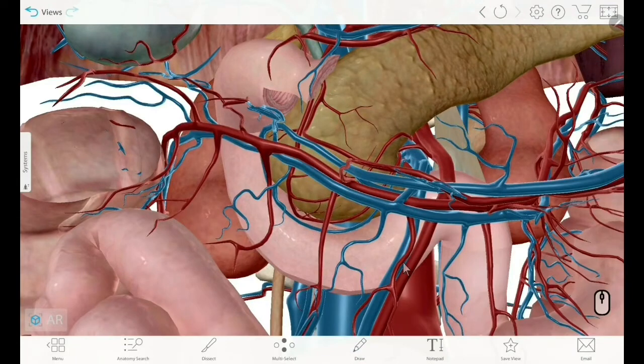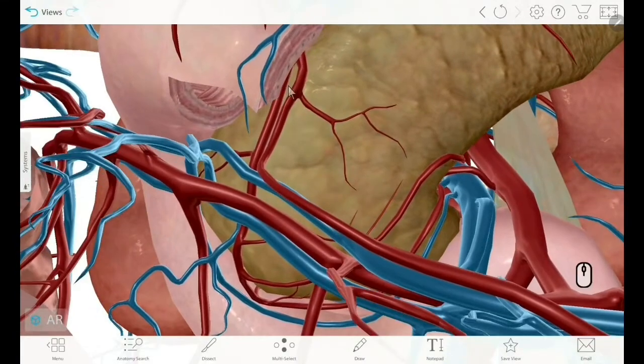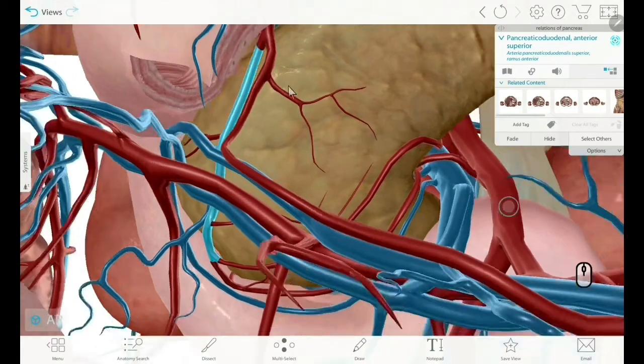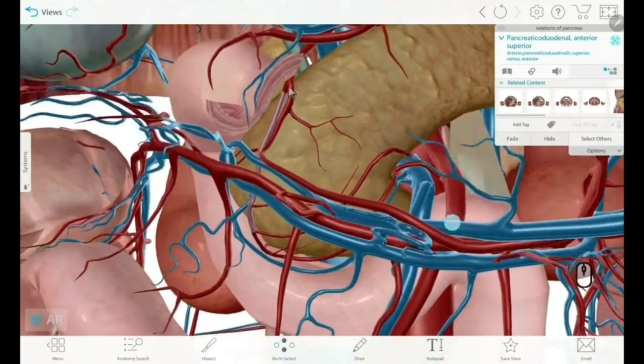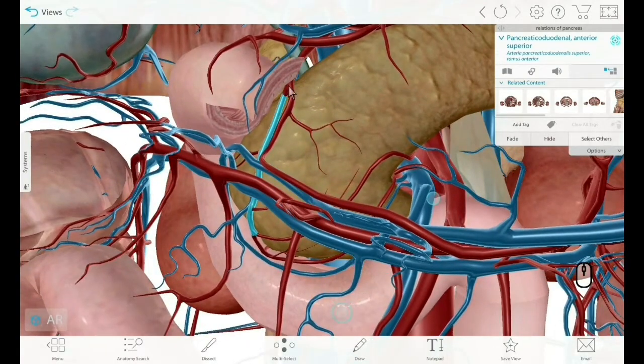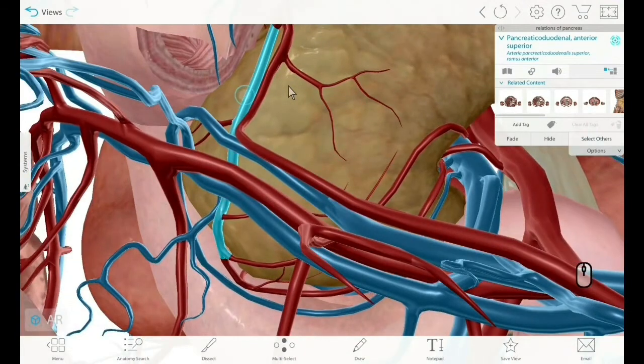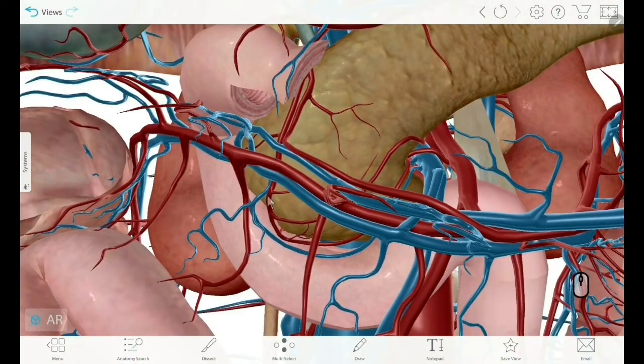Now coming again to the relations of the superior border of the head of the pancreas. The superior border of the head of the pancreas is surrounded by the first part of the duodenum, and it is also surrounded by the superior pancreatico-duodenal artery. So this here is the superior pancreatico-duodenal artery, and we can see it's lying along the superior border of the pancreas. Now this is the right lateral border, and the right lateral border is surrounded by the second part of the duodenum, and this is the inferior border of the pancreas.